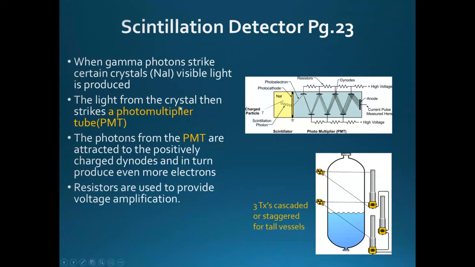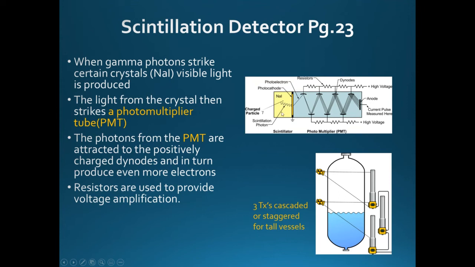So the light from that crystal then strikes a photomultiplier tube, and the photons from the photomultiplier tube are attracted to the positively charged dynodes, a big fancy word here, and produce even more electrons. So it's like an amplifier, right? Photo multiplier, photo amplifier, if you want to call it that, to help remember. That works pretty good too. But here's what it looks like here.